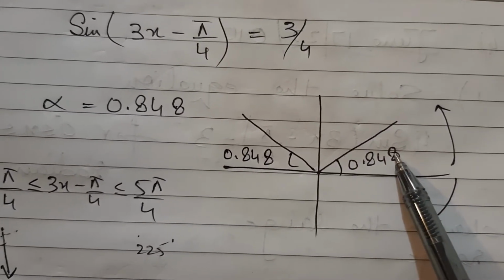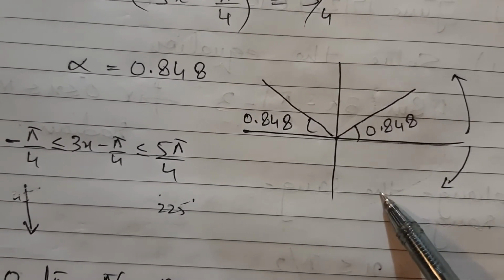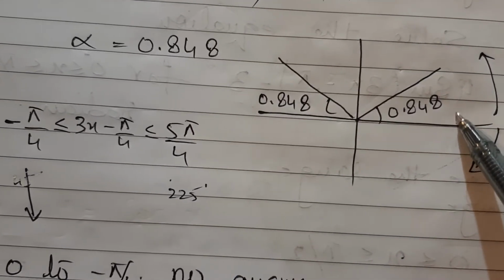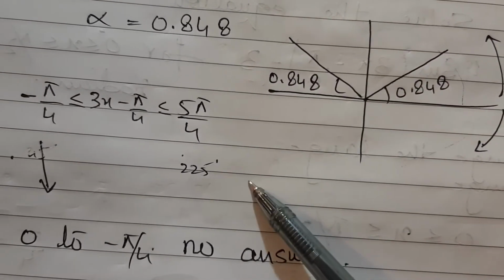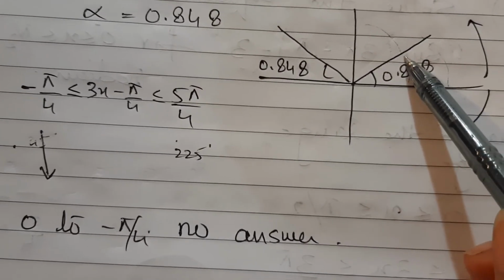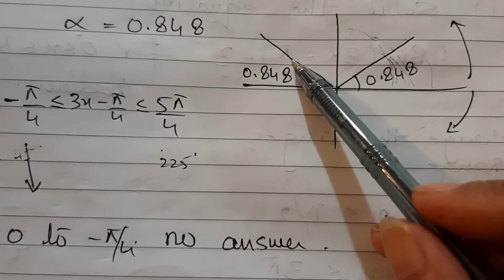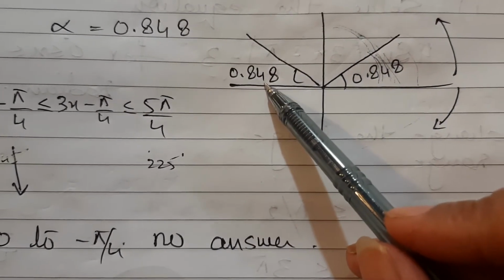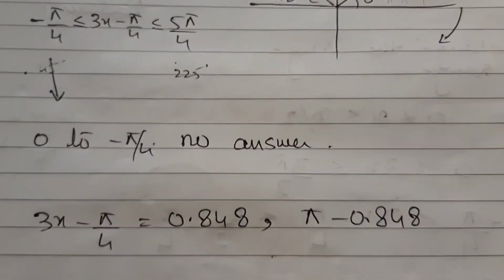So 0.848. When I am checking from 0 to minus pi by 4, there is no angle here, so there is no answer in this rotation. Okay. When I am rotating all the way from here till here, which is 5 pi by 4, and I know it is equal to 225 degrees, I will get two answers during this rotation. One answer will be 0.848. And the other answer will be pi minus 0.848. You know why? Because this 180 is called pi radian. So pi minus this will give me the other angle.